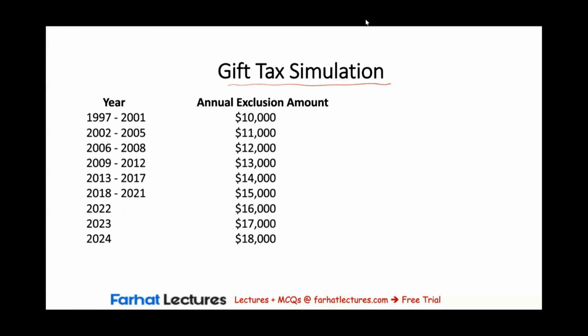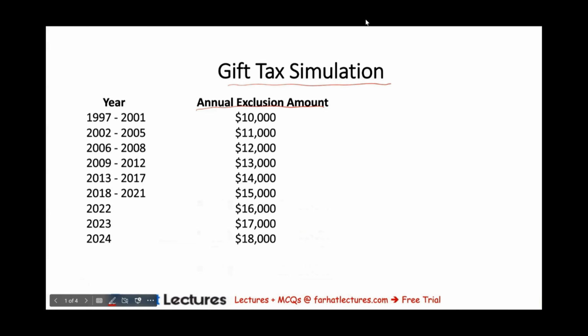The first key point relates to the annual exclusion amount, which is the maximum amount that an individual can give to another individual in a single year without incurring a gift tax or even having to report the gift to the IRS. Now, the amount is set by the IRS and can change from year to year based on inflation adjustments.